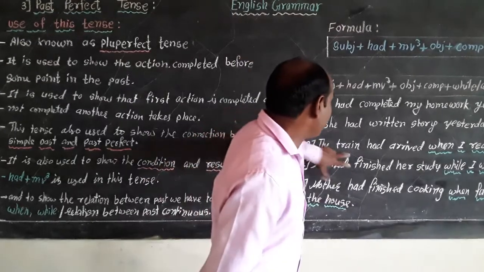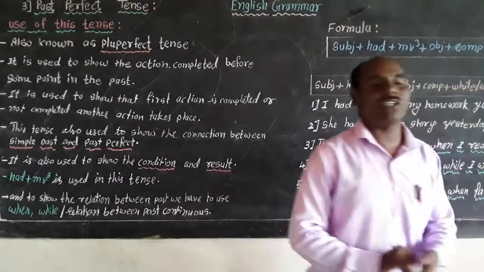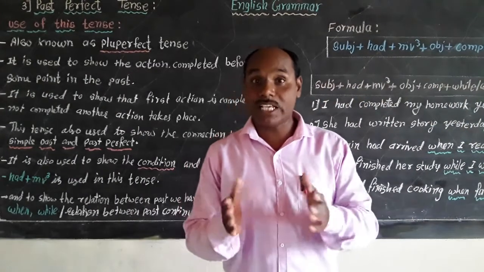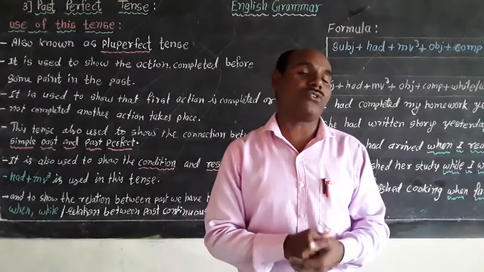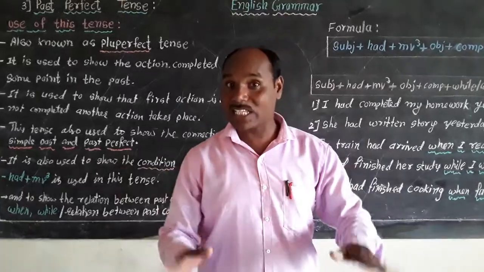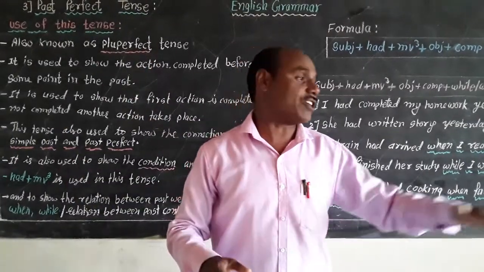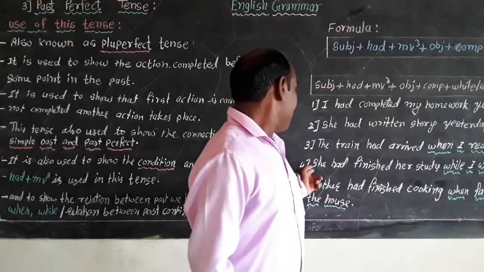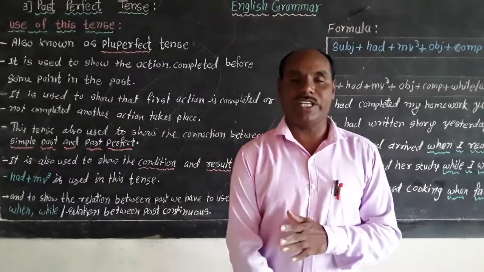See the relationship between past perfect tense and past continuous tense. Relation between past perfect tense and past continuous tense. That means this sentence indicates the relation between both the tenses, past perfect tense and past continuous tense. She had finished her study while I was studying.